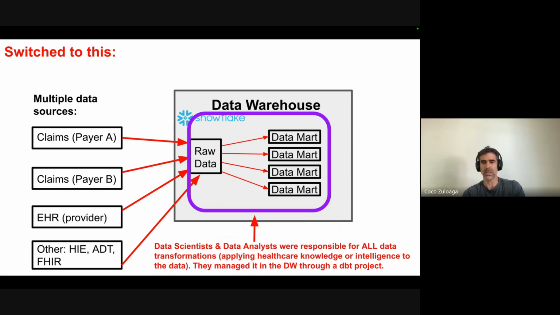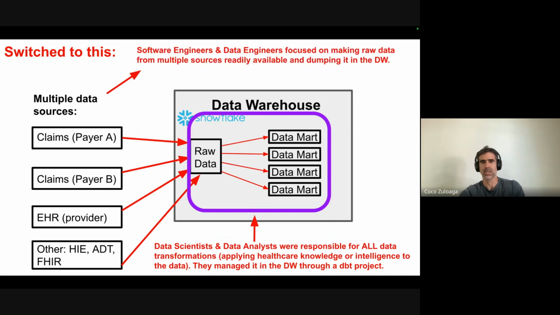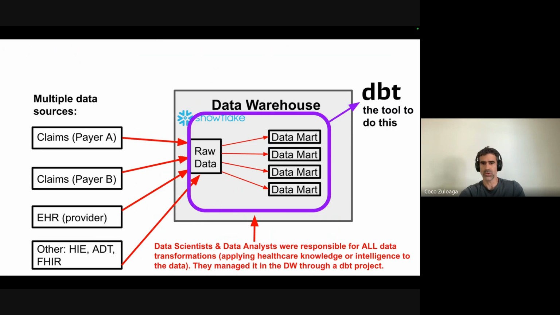They were managing it all in the data warehouse through a dbt project. And then software engineers and data engineers changed their focus to making sure that all the raw data was readily available in the data warehouse and always refreshed on time for the data scientists and data analysts to consume in its raw form. The tool that was used to manage all the data transformations was dbt.